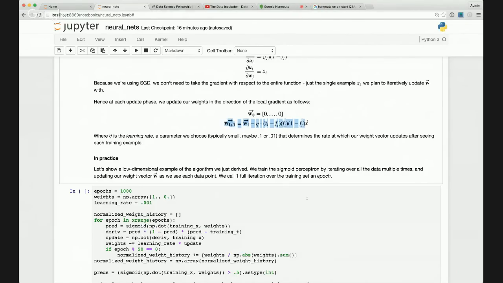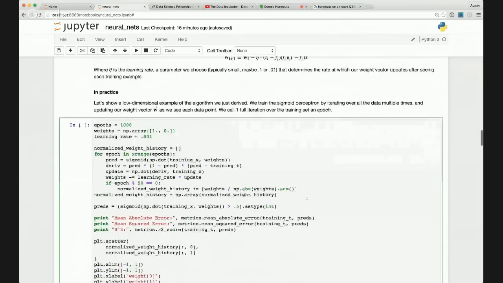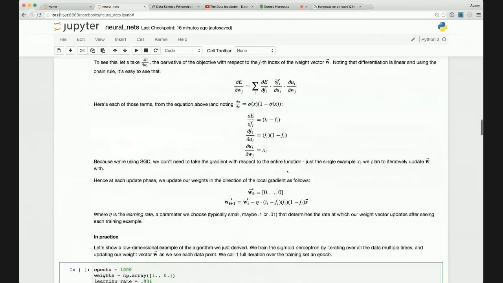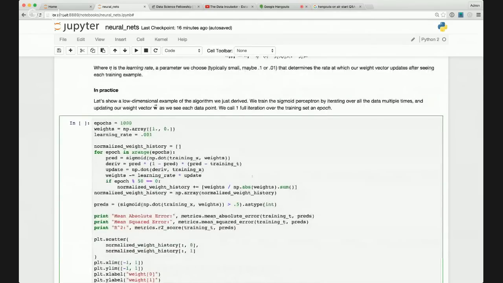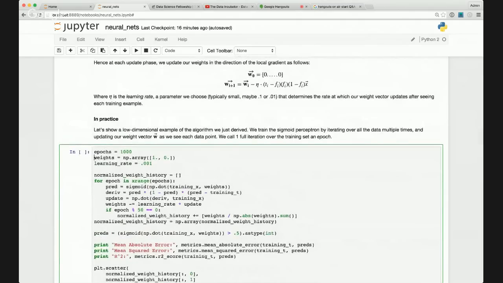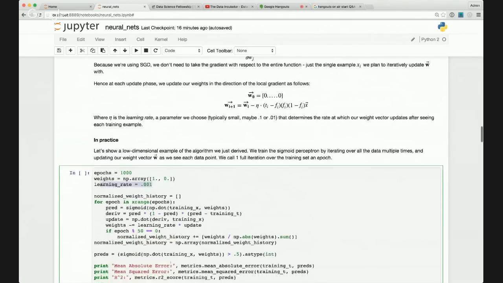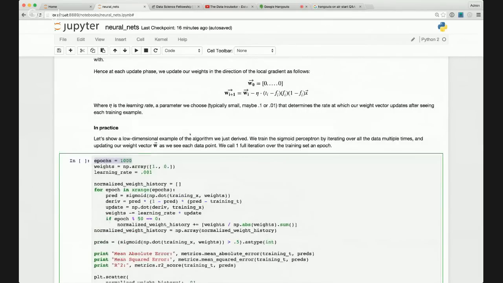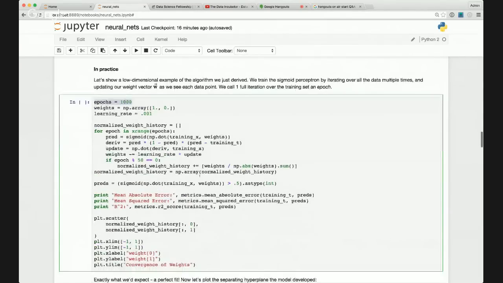Let's try to draw this out in a slightly more concrete example. So we're going to just write a little bit of code that does all the math here. Just to prove to you that I have nothing up my sleeves, we're going to set the initial weight to be this. We'll set our learning rate, this is our eta. And then we're going to set the number of epochs, otherwise known as how many times we're going to try to step down this gradient before we stop.